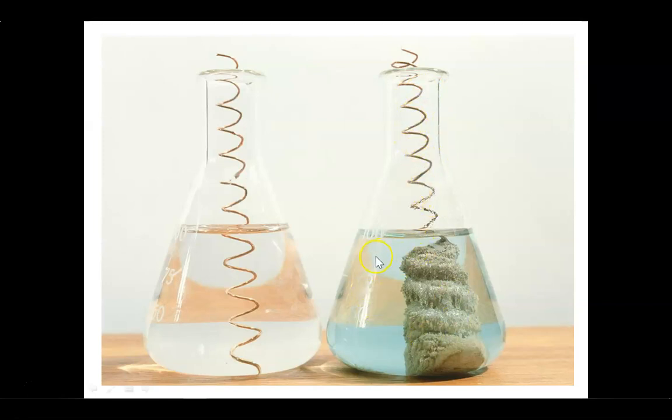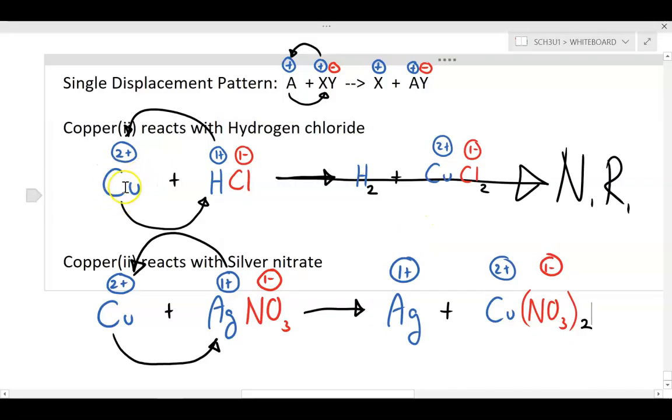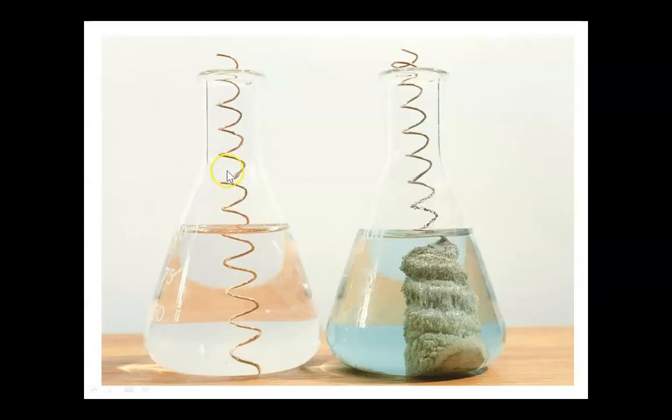The copper has pushed out the silver that was floating in the solution, and now the silver has become a solid over here. We say that it has precipitated out of the solution. Whereas over here, because copper could not bump out the hydrogen, there's no reaction. Copper remains copper, HCl remains as HCl, which is what we see on the left side. The copper is dipped into HCl, and because nothing could happen, there's no reaction.